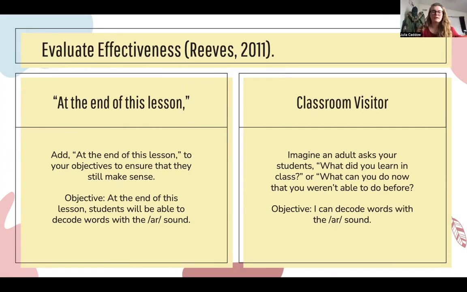Another way to think about how we can evaluate the effectiveness of our objectives is to think of a classroom visitor. Maybe there's a parent, a principal, or a member of the Board of Education standing outside of your classroom. As your students are walking down the hall, that adult asks your students, what did you learn today? Or what can you do now that you weren't able to do before? Their answer should ideally reflect exactly what your objective for them was for that day. They might answer, "I can read words with the R sound," right? And that's exactly what we want our students to be able to do.